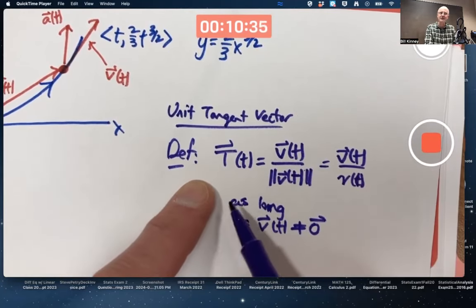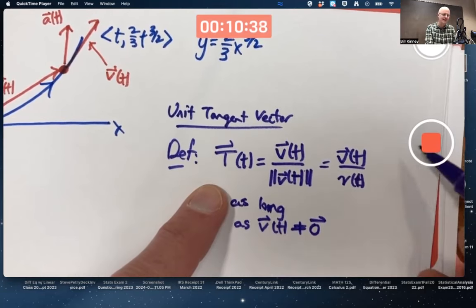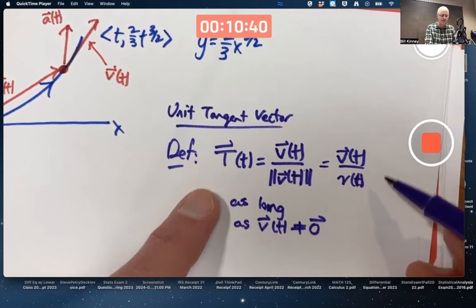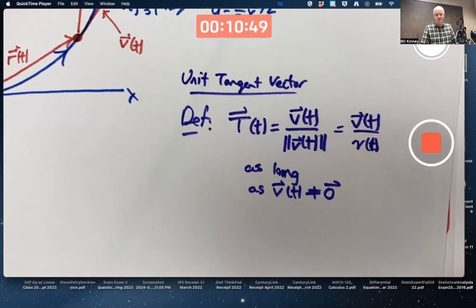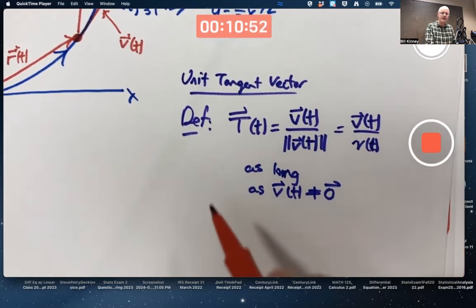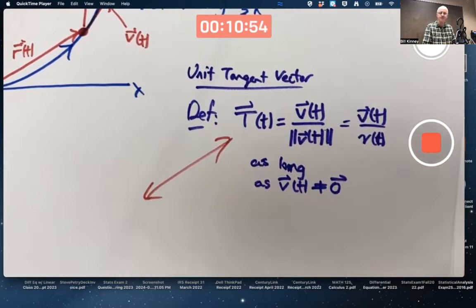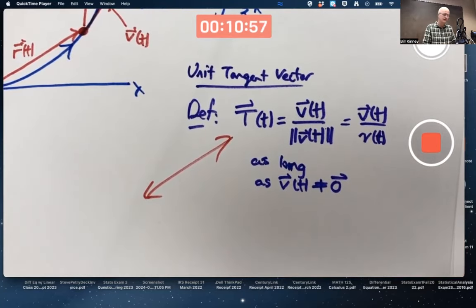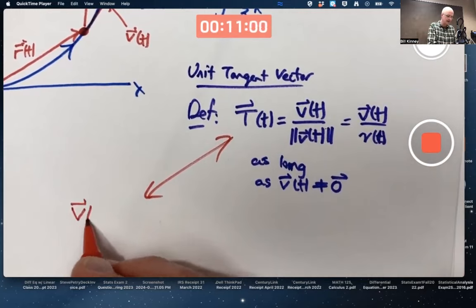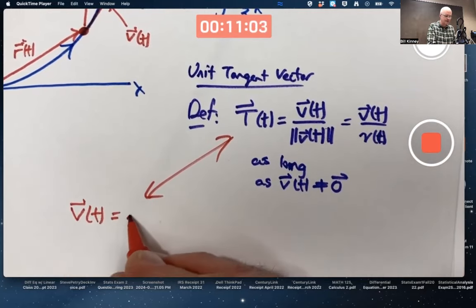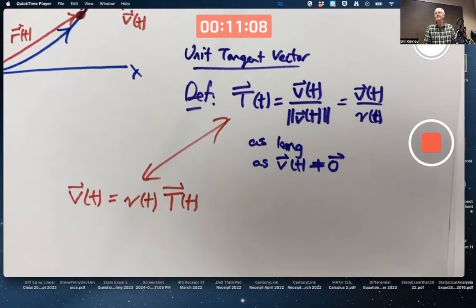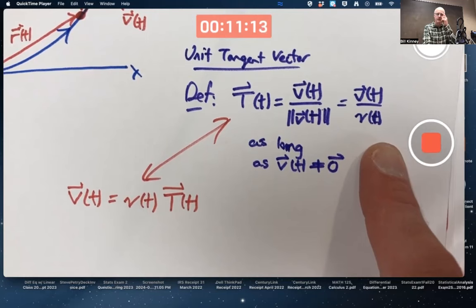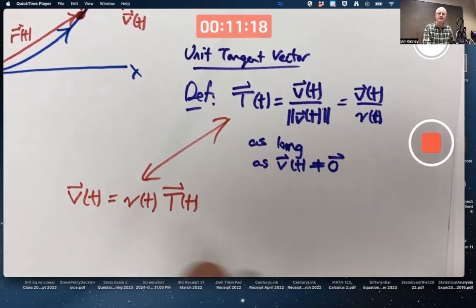Capital T of t, the unit tangent vector evaluated at time t, is v of t, the velocity vector at time t, divided by v of t, the speed at time t. This also allows you to rewrite the velocity vector. Multiply both sides by the speed. The velocity vector can be thought of as the speed times the unit tangent vector. If this is the definition of the unit tangent vector, which it is, I can multiply both sides by the speed and get this equation.